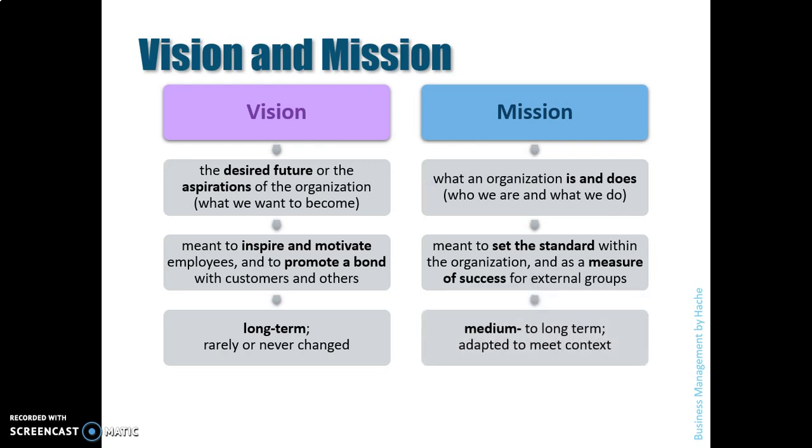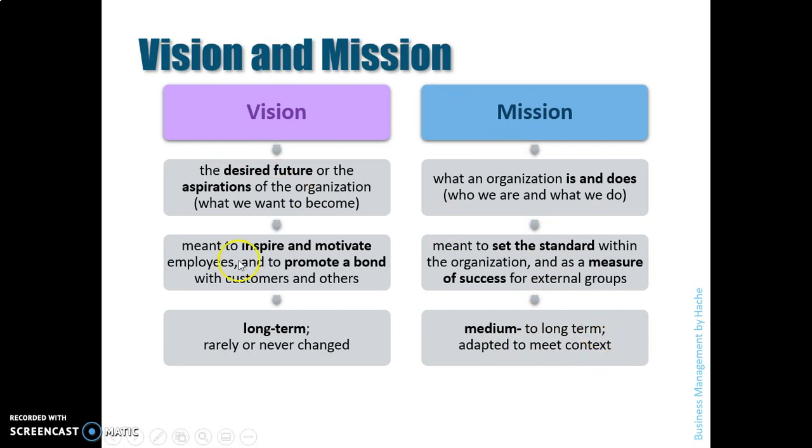So the mission is usually a medium to long-term statement. This means that the mission could be adapted to meet the specific circumstances or possible future changes, either outside or inside the business. But remember, the vision is long term and usually never changes. The mission is medium to long term, and it could be changed.